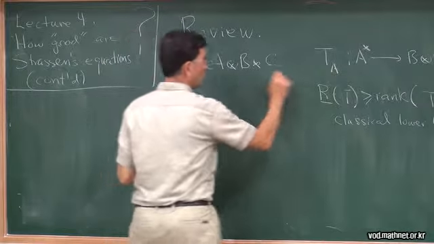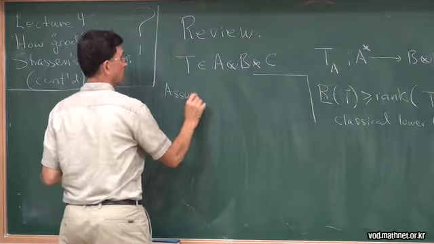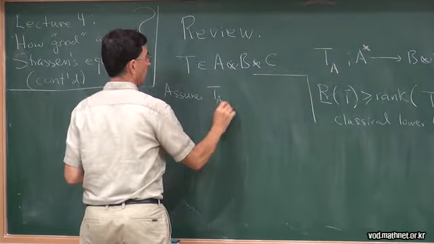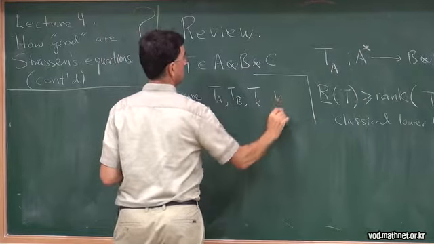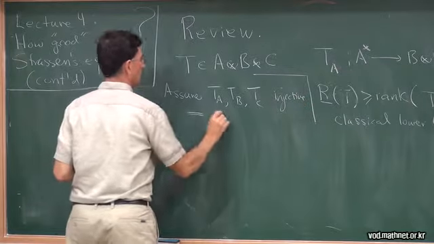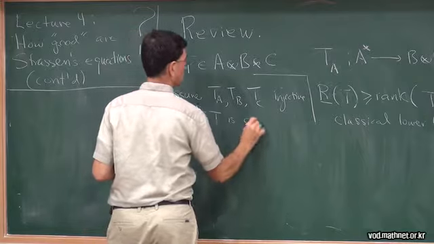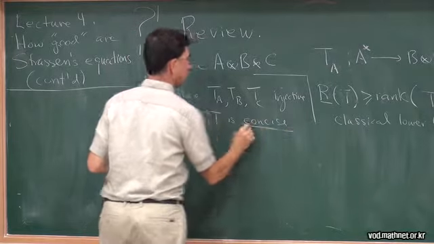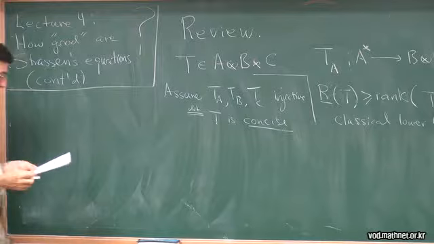And so from now on, we assume that TA, TB, and TC are injective. And this is called concise. That is, our tensor could not be put in some smaller space.